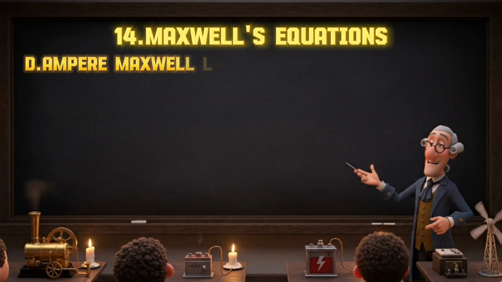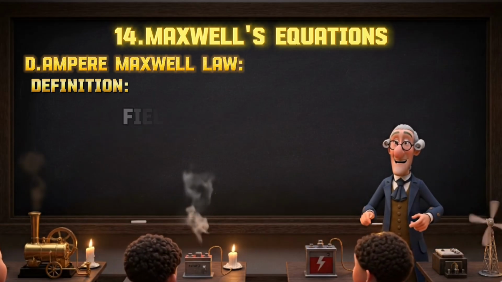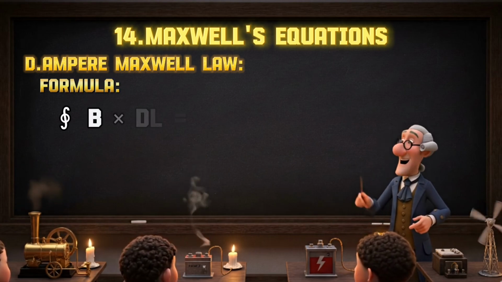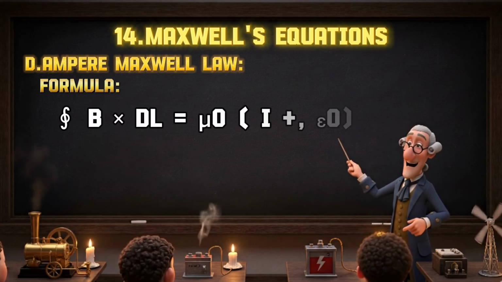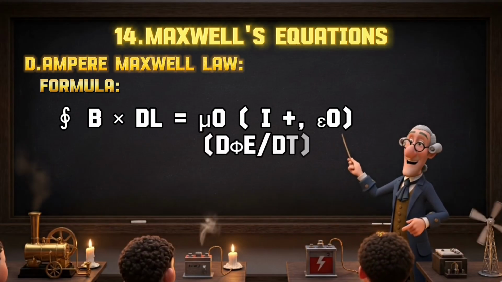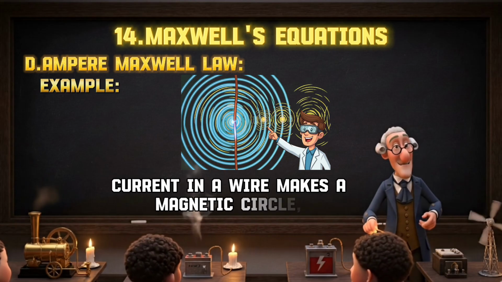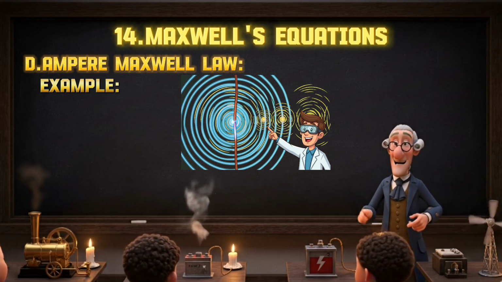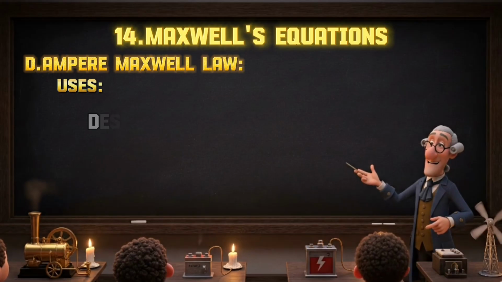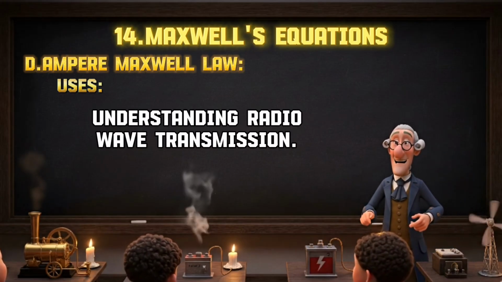Ampere-Maxwell law. Definition. Electric currents and changing electric fields create magnetic fields. Formula. Closed integral of B dot dL equals mu0 times I plus epsilon 0 d phi E/dt. Example. Current in a wire makes a magnetic circle, like ripples in water. Even a changing electric field can do the same. Uses. Designing electromagnets. Understanding radio wave transmission.